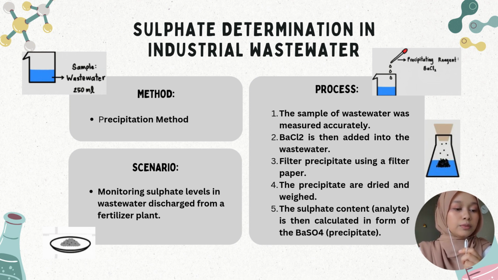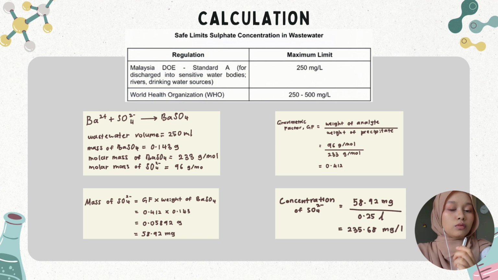And then we filter the precipitate using filter paper. Then the precipitate is dried and weighed. And the fifth step is that the sulfate content, which is the analyte, is then calculated in the form of the barium sulfate precipitate. Next is calculation. So the table above here is the standardized maximum limit to be used in the calculation.